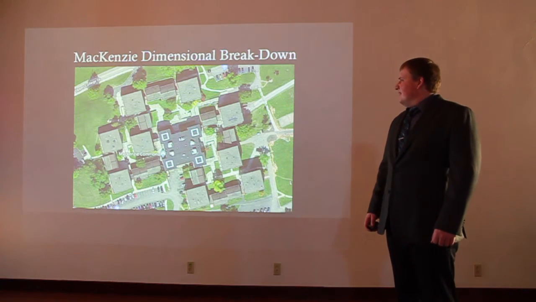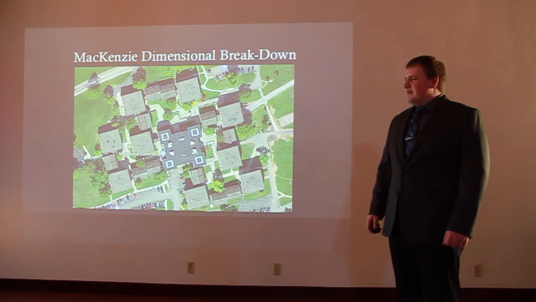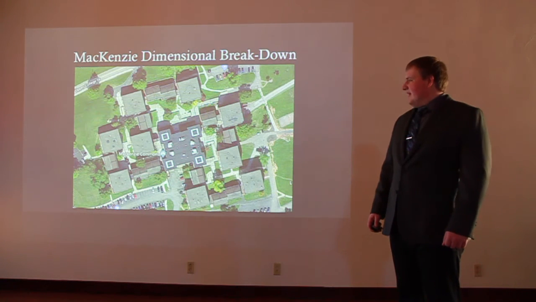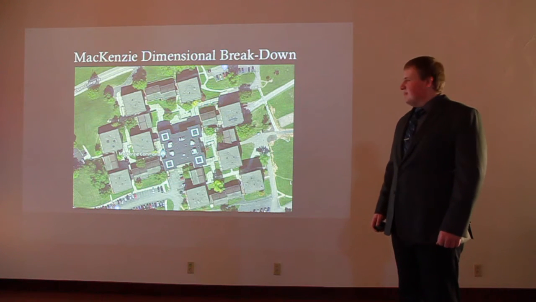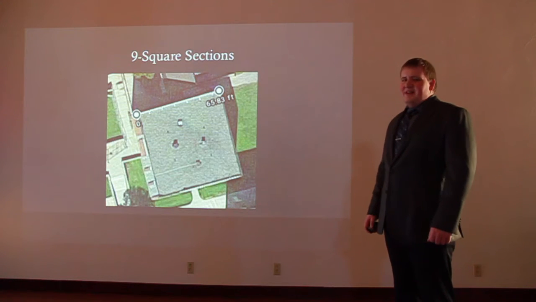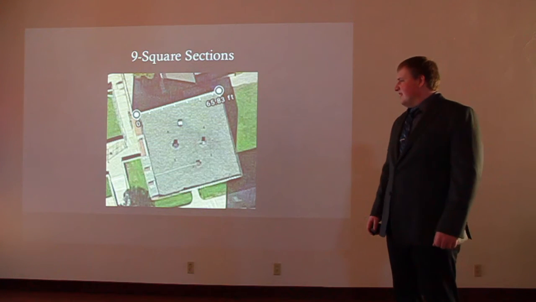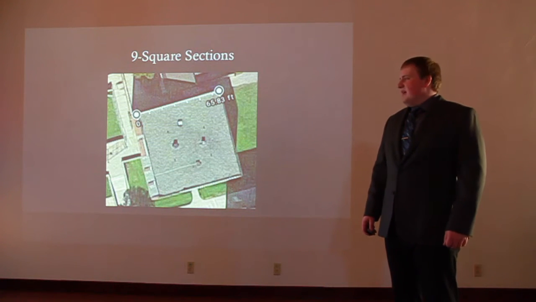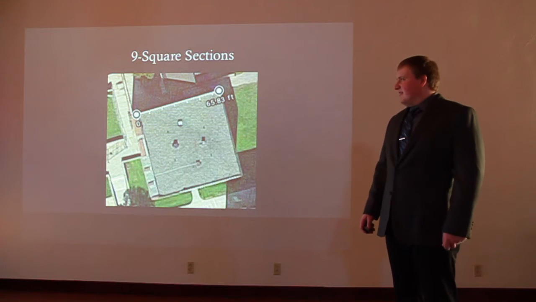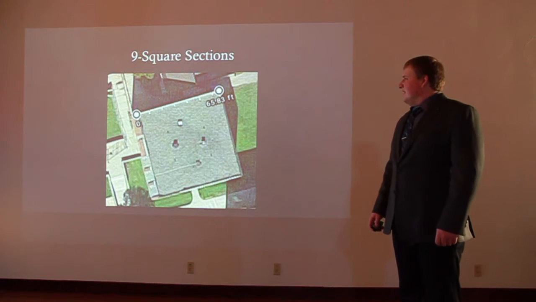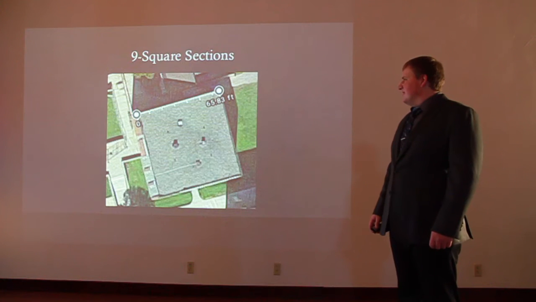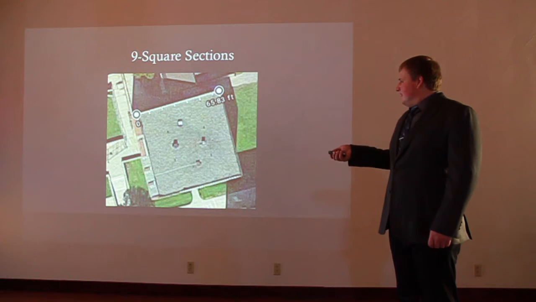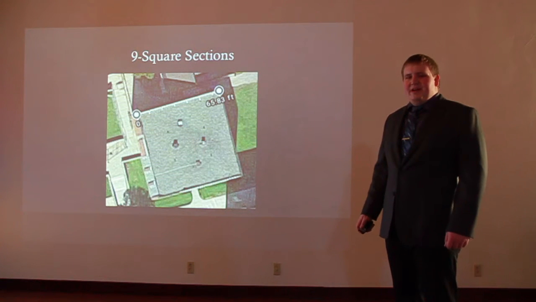The first thing I took a look at with planning out my senior project is an overview of the Mackenzie Residence Hall. I got this picture from Google Maps. I broke it down into a few different sections, and the first sections that I'm going to be looking at are the 9 square sections that make up the majority of the student housing at the Mackenzie Residence Hall. Each section measures approximately 66 by 66 feet, and this was all done by the measurement tool on Google Maps.